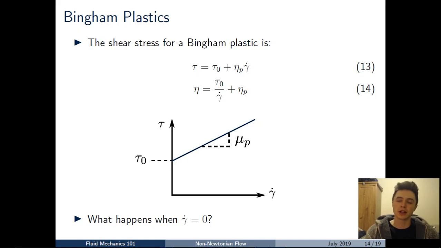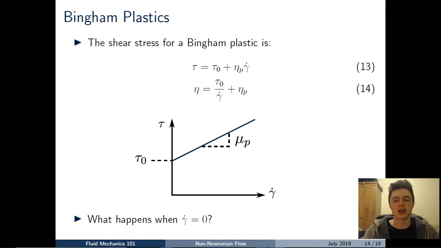However, if we think about it, what happens to equation 14 when the strain rate in the cell is 0? This may happen, for example, if we have a uniform flow, when the velocity gradient is 0. If there's no velocity gradient, then the strain rate is 0, and equation 14 would result in a divide by 0 error, which is definitely not good for our CFD code.